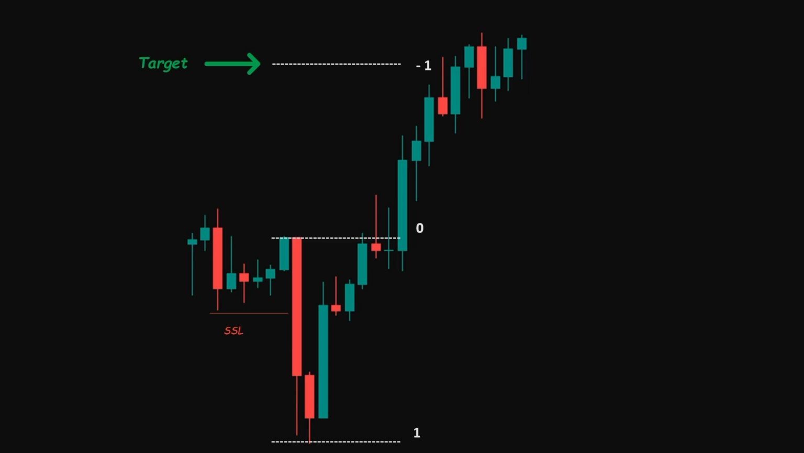You still need your ICT framework, things like market structure shift, liquidity sweep, order blocks, and fair value gaps, to build your setup. Then, once you've got your trade idea ready, use standard deviation to map out where you expect price to reach. That's how you avoid guessing and start trading with precision and confidence.